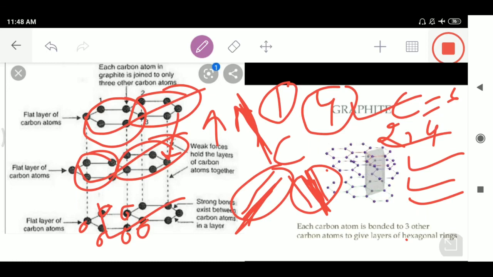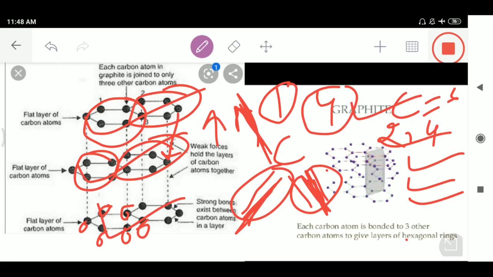That's why I told you people that the necessary condition for graphite to conduct electricity is that there should be a free valence electron. As far as graphite is concerned, it has one free electron which is not taking part in the bond formation. The moment it's not taking part in the bond formation, ultimately it will conduct electricity. That's why I told you people this graphite conducts heat and electricity.